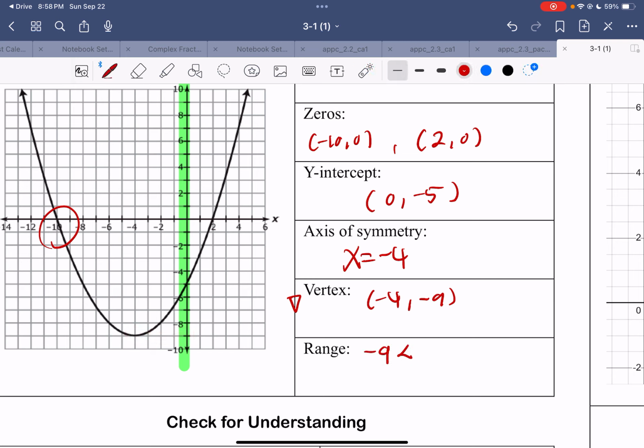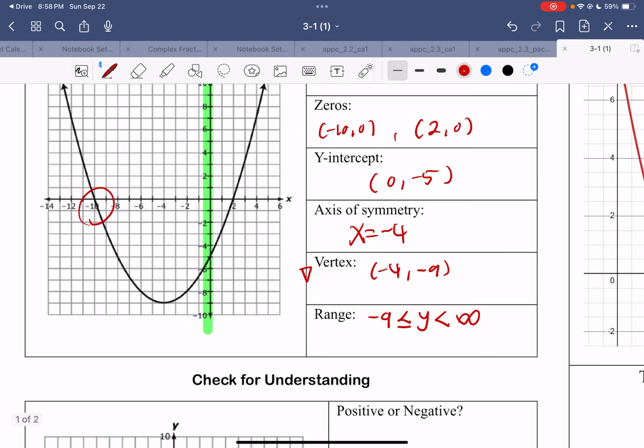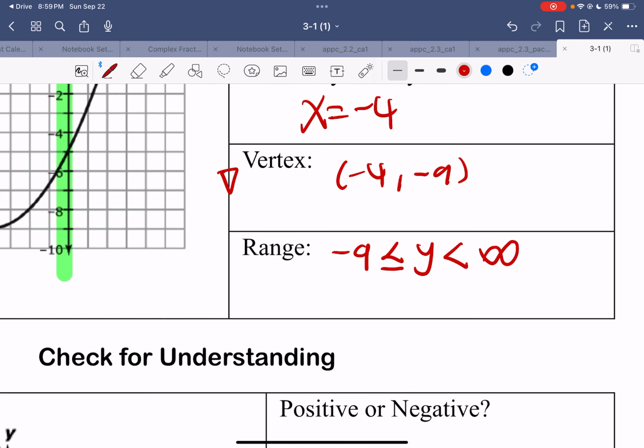And I'm gonna always put y here like that. So it's always gonna be this format first. But do you see -9 is on the line? So we're gonna put an equal sign here. So remember, you're always gonna have this one except for this. Now what's the highest point of this graph? It's infinity, because do you see it keeps going up? So I call it positive infinity. So that's the range, -9 to infinity.